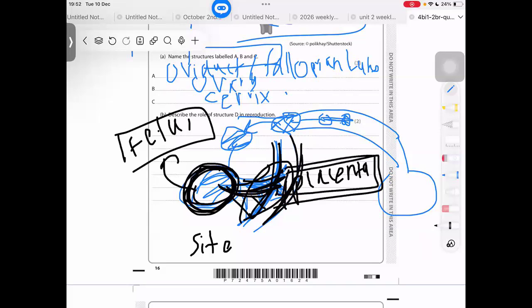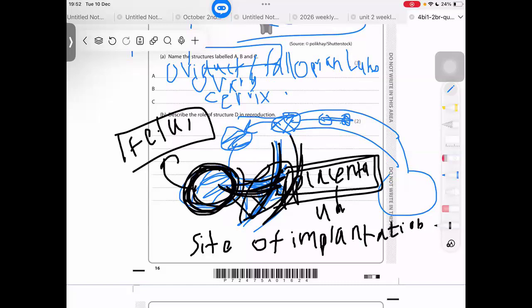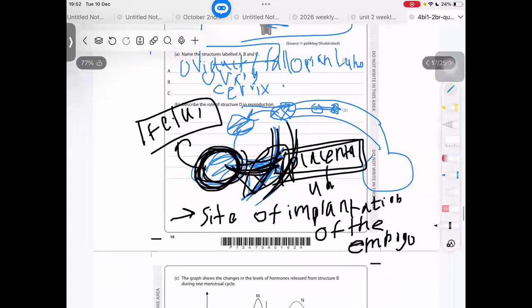Placenta is the structure which allows the exchange of materials between the mother and the fetus. So the umbilical arteries, umbilical veins, all these are present within the placenta, right? So basically the uterus is the site of implantation of the embryo. Since y'all don't call it the blastocyst, it's better to refer to it as the embryo. Site of implantation of the embryo.